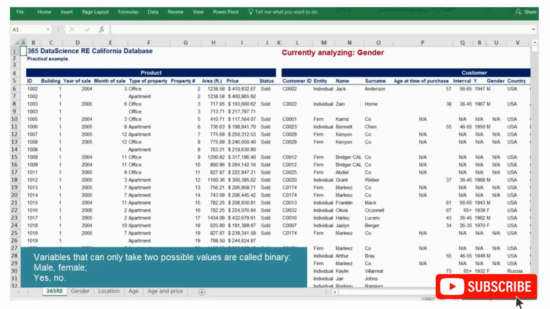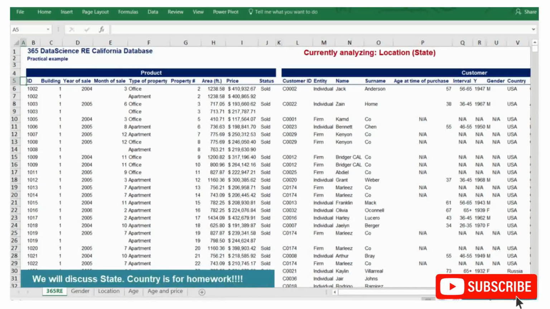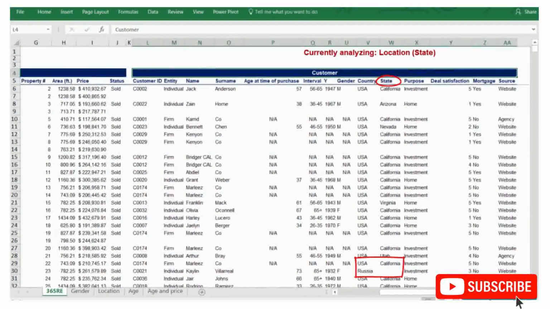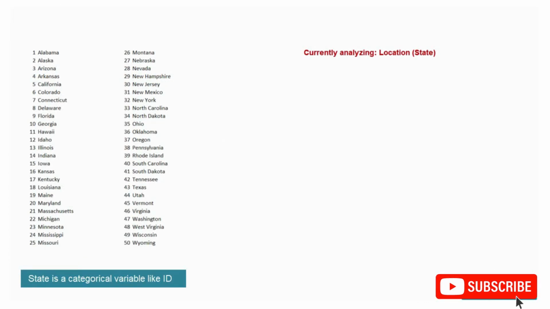Finally, let's check out the location. We will discuss state in more detail and leave country for homework. The state variable refers to sales in the USA only. Note that only if the country input is USA would we have a value for state. State is a categorical variable like ID we talked about earlier. You can label the US states from 1 to 50 and use numbers instead. Either way, the variable is categorical and its level of measurement is nominal.